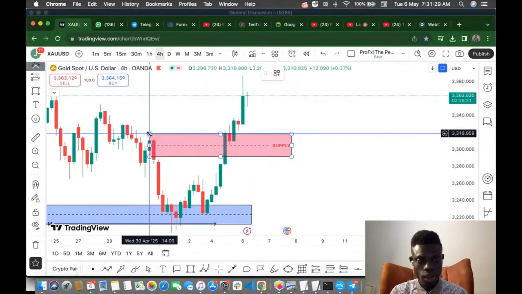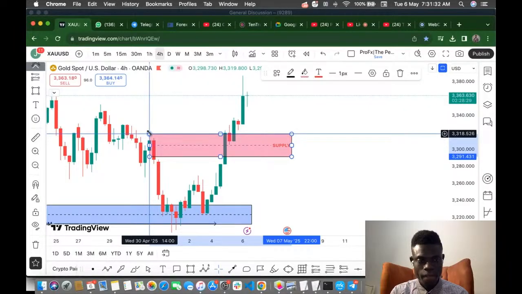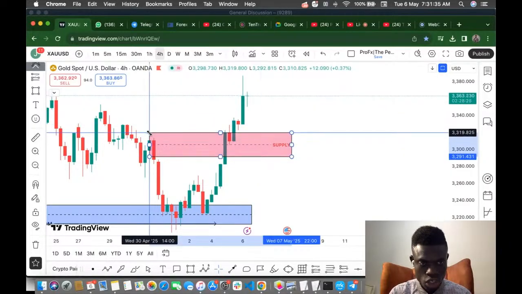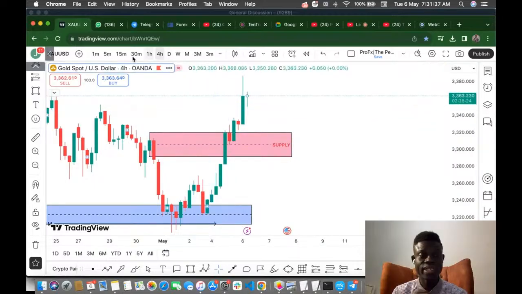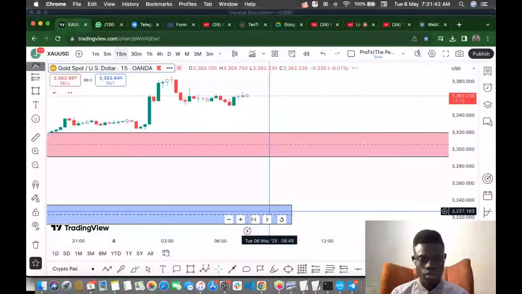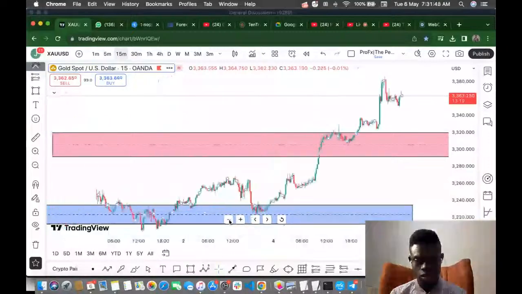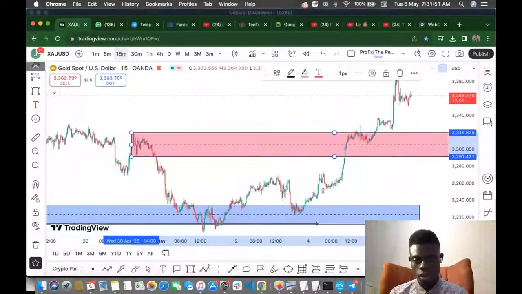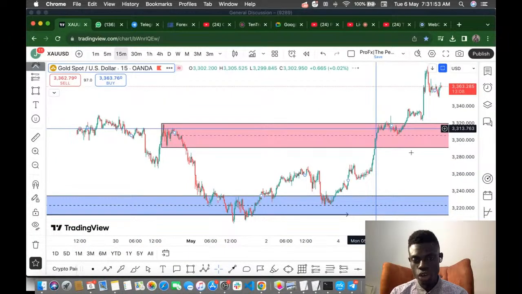So after breaking out from this supply, we pulled back to this. So there on lower time frame, you will see clearly that there is location to continue this buy. So this is 4 hours. So let's drop down to 15 minutes for entry. So let's start from the origin.